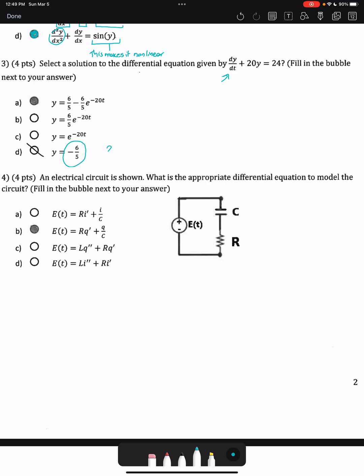I get 20 times negative 6 over 5 equals 24. And so that would be 1, and this would be 4. And so it would be negative 24 equals 24, which is not true. So we can cancel this one right here. Now we can do a similar process for all the other ones.